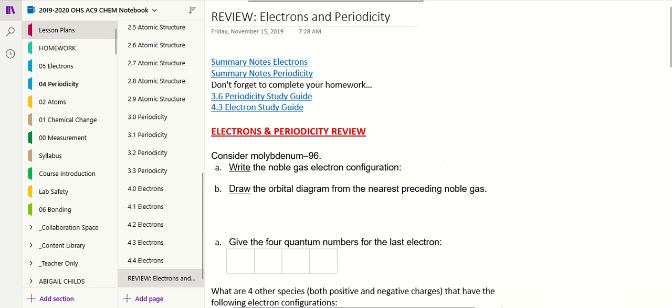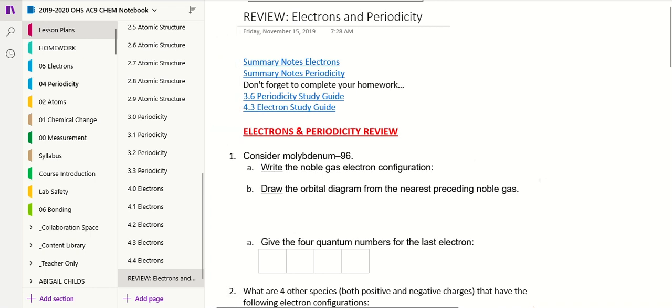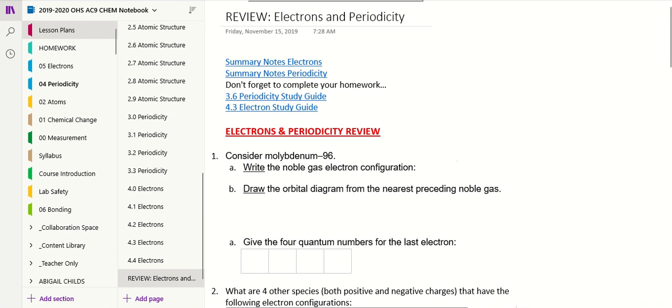So, take a look at number 1. Molybdenum, 96. If we write this out, what does it end on? 4d4. So, noble gas configuration, nearest preceding noble gas is? Krypton. 5s2.